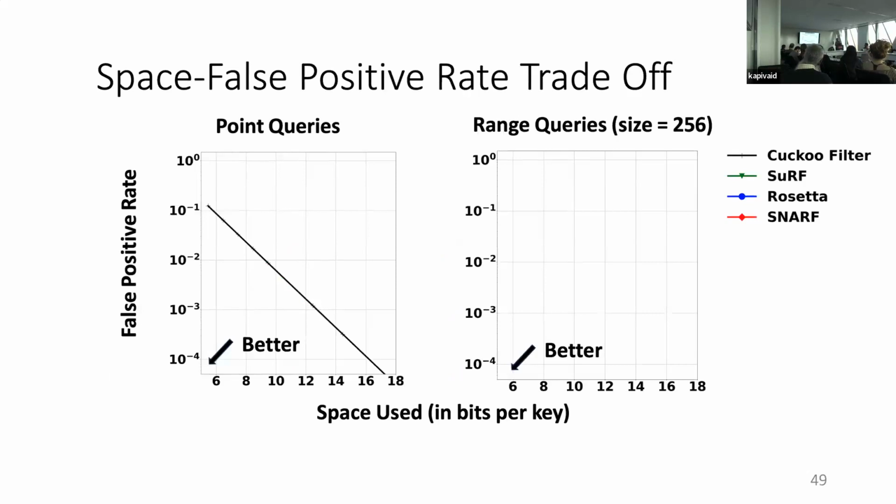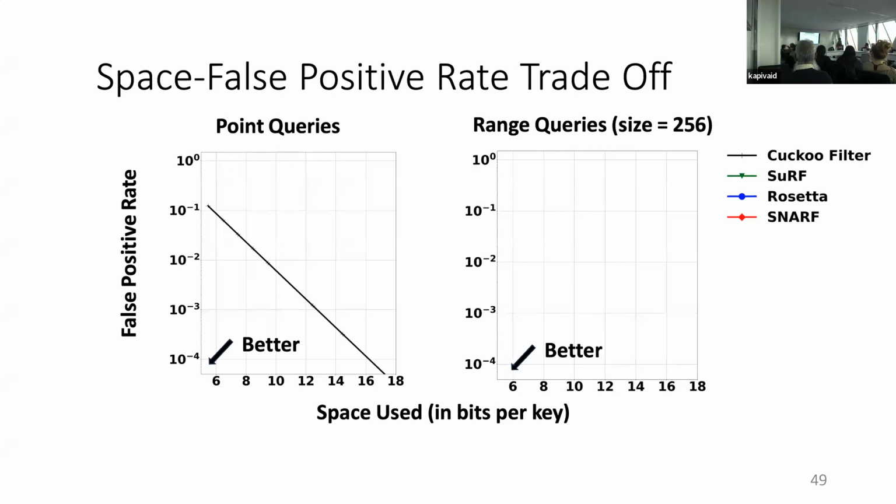Since I mentioned the main trade-off for a filter is the space used by it and the false positive rate provided by the filter. So on the y-axis we have the false positive rate of the filter, on the x-axis we have the space used by it. What we want is a low false positive rate and a low space usage. So towards the origin is better. And we look at 2 workloads, one for point queries and the other one for range queries. These results are on a synthetic workload where we have normally distributed keys and exponentially distributed queries. So the query distribution is quite skewed.